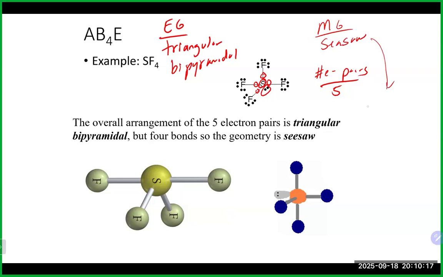If you're old school, it is also sometimes referred to as a distorted tetrahedral, in case you come across some of that old literature everybody likes to read. But I think your book and most books nowadays roll with the seesaw. Obvious reason there is it looks like a seesaw, right, when you put it on there.